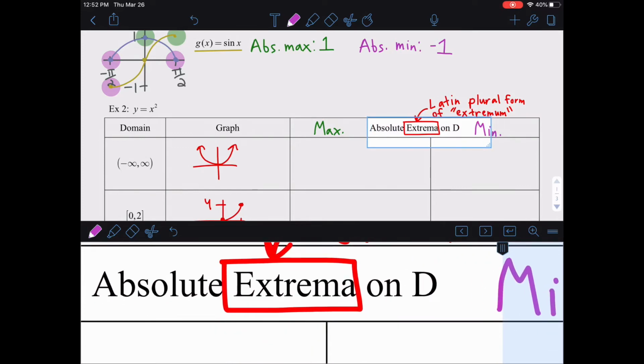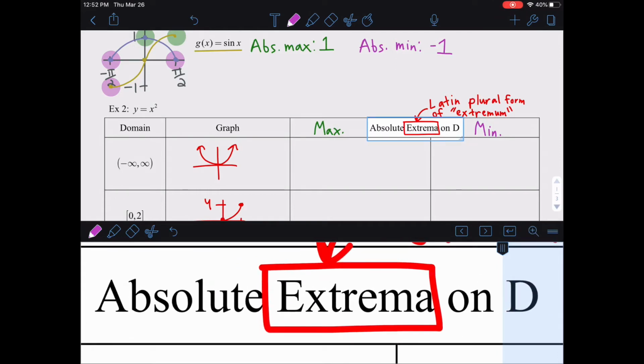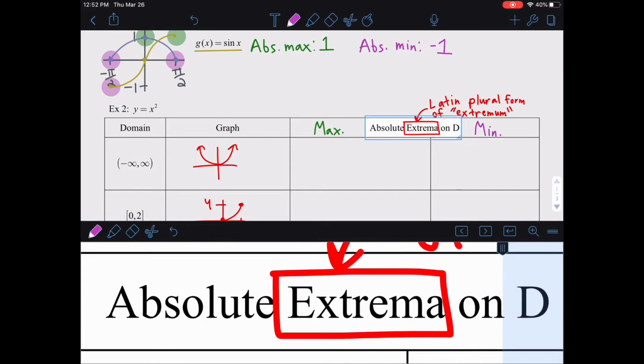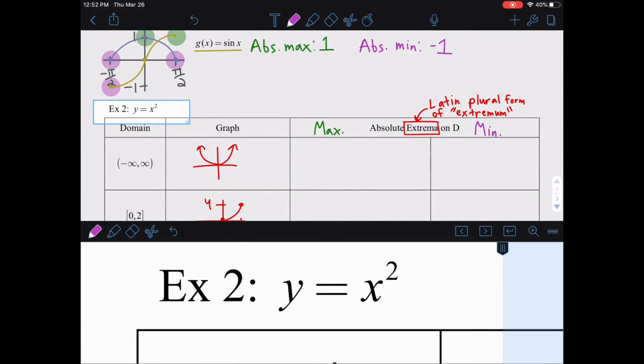You do not need to know that for quiz, test, or really anything, unless you decide to take Latin, which would be kind of cool, but not going to be quizzed or tested on that. Just something kind of fun. Okay, anyways, back to y equals x squared. So basic parabola here, right?